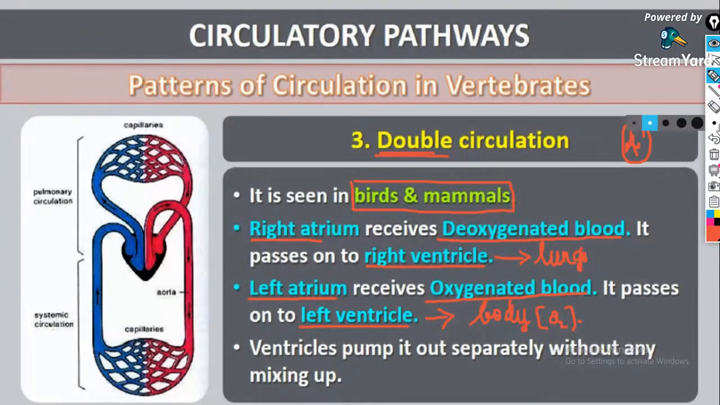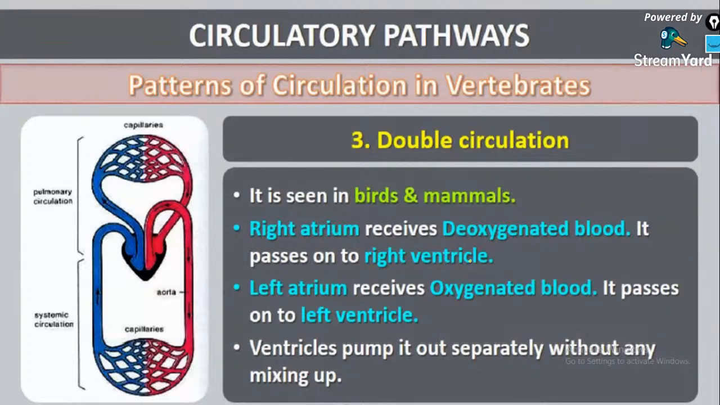So in case of amphibians, birds and mammals, there is no mixing up of blood. There is no mixing up of blood in case of birds and mammals, because we have two separate auricles and two separate ventricles. The two auricles are separated by a separation. Two ventricles are separated by a separation. The auricles and ventricles are also separated by a separation on both sides of the heart.